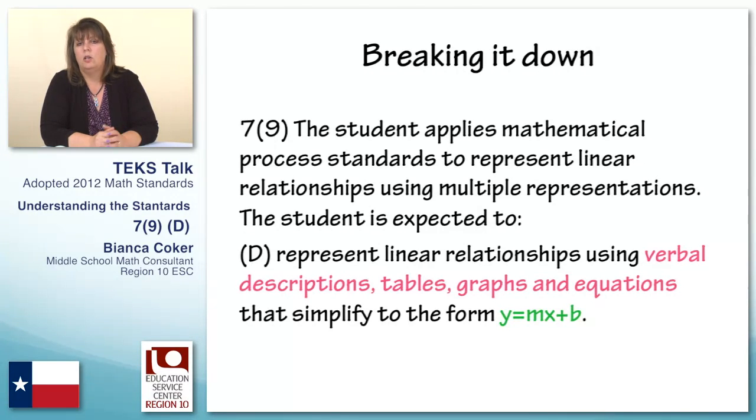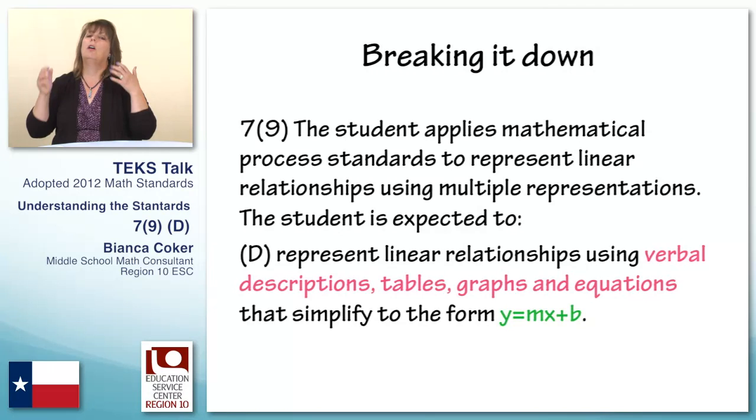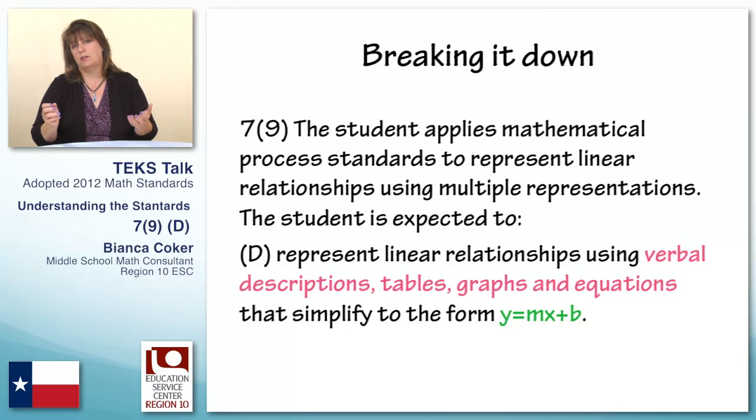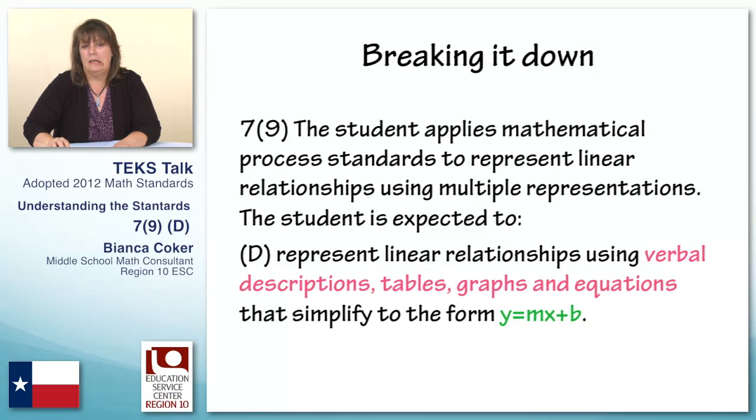That's all that's saying. You don't have to do this for quadratics, you don't have to do it for absolute values, exponents. All you have to do it for is linear functions. So it's meant to kind of comfort you. However, maybe that's not happening.